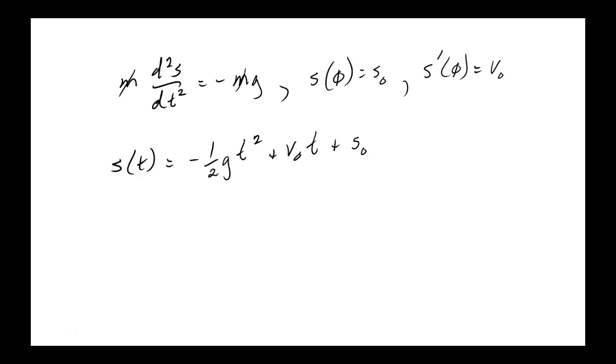Whatever your initial displacement is, that's got to be there, because when t is equal to 0, that's your displacement. S of 0 is equal to S0. And for the first derivative, at t equals 0, the initial velocity is v0. Taking the derivative of this, S0 disappears, and you get minus g t plus v0, and at t equals 0 the g t term goes away and you just have v0. So it works out perfectly.